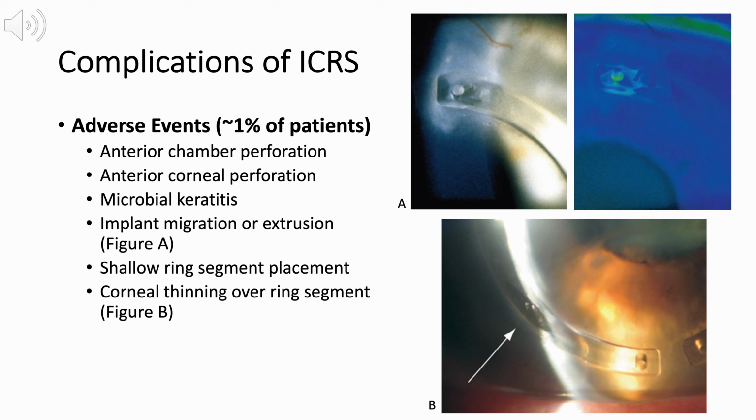Additionally, implant-related issues can arise, such as migration or extrusion of the ring segments, as illustrated in Figure A, where the implant has visibly extruded through the anterior cornea, resulting in an overlying epidefect. Improper placement, particularly when the ring segment is positioned too shallowly, can also occur and compromise surgical outcomes. Over time, corneal thinning directly over the ring segment may develop, as shown in Figure B, where localized thinning over the implant is evident.